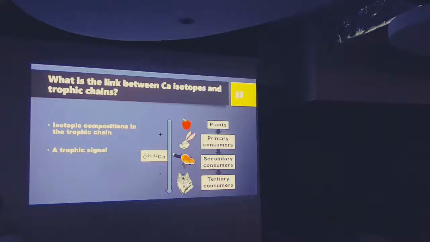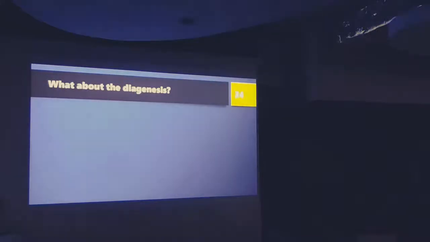Using that, we can reconstruct the trophic pyramid with plants, primary consumers, secondary consumers, and tertiary consumers, just by using calcium isotopes. So it's a really promising tool for that. But here it works for modern faunas, but we really could use that for fossils also. So to use that for fossils, we need to deal with diagenesis. Diagenesis is the chemical alteration of fossils during time.